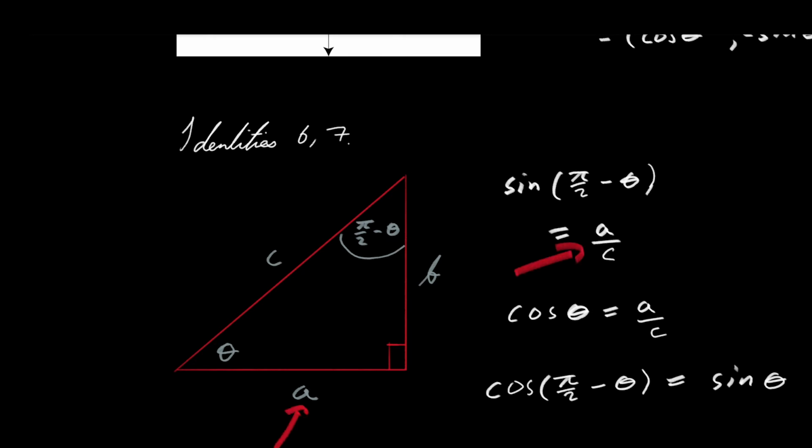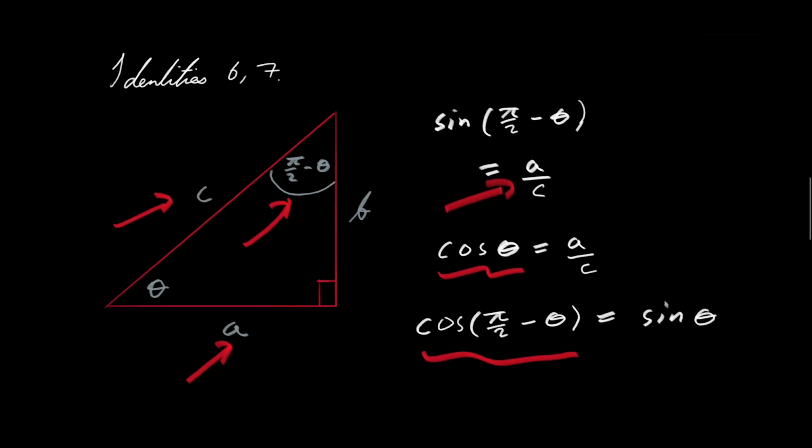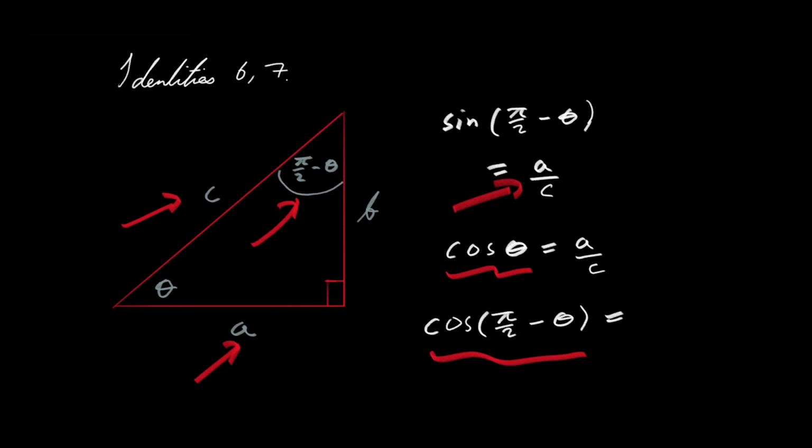If we take the sine of pi over 2 minus theta, we get the opposite side over the hypotenuse, A over C. But that's exactly what we would get if we took the cosine of theta. In this case, it would be the adjacent side over the hypotenuse. A similar thing happens if you took the cosine of this angle here. That's the identity.